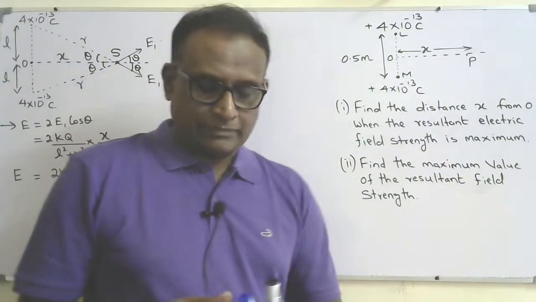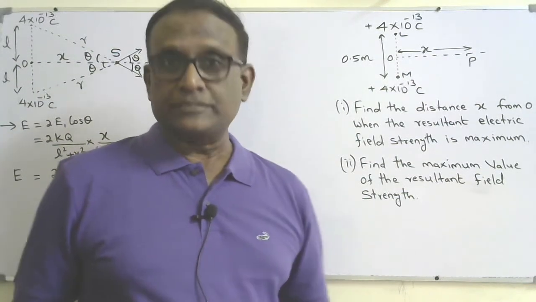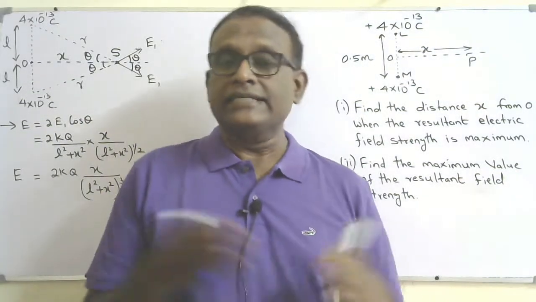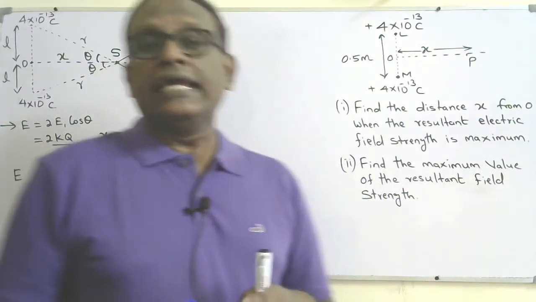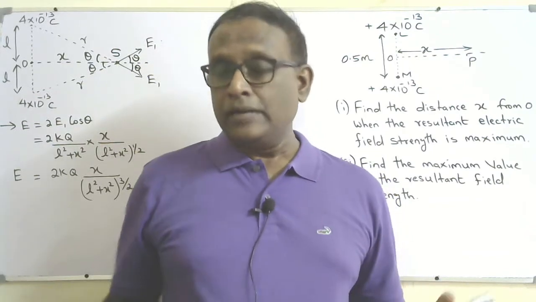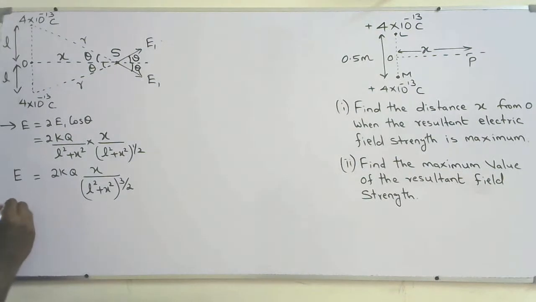To get the maximum value of electric field strength, I should differentiate E with respect to x. At maxima or minima, dE/dx must be equal to 0, but it can't be a minimum, because in terms of numerical value, the minimum electric field strength is 0. So it should be a maximum. We are going to find it. So dE/dx should be equal to 0.